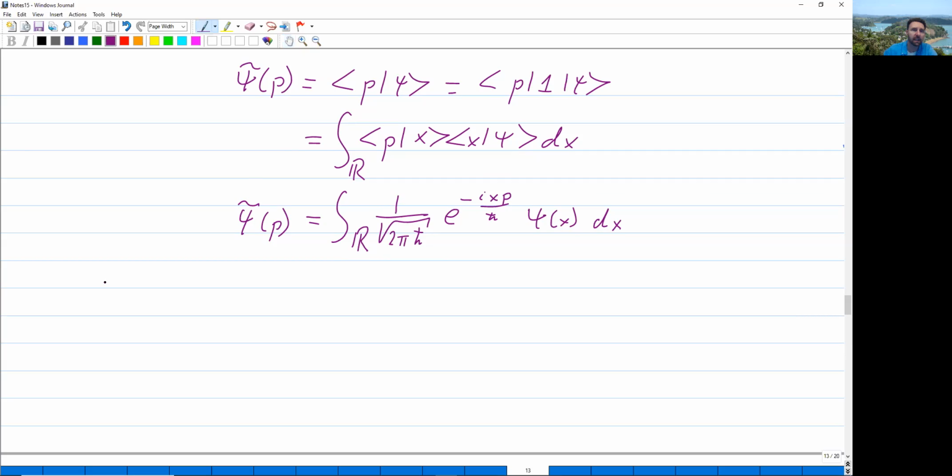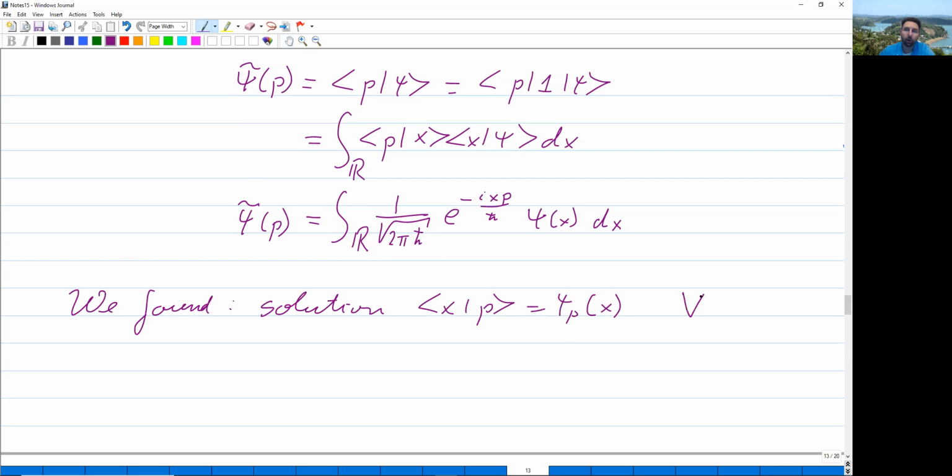Now, just to conclude, we found a solution, the overlap of x with p. We found a position eigenfunction of a momentum eigenvector. We found a position wave function of a momentum eigenvector for all p in R. So therefore, there was no restriction on what the value of p was, right? So therefore, well, let me just write the spectrum then.